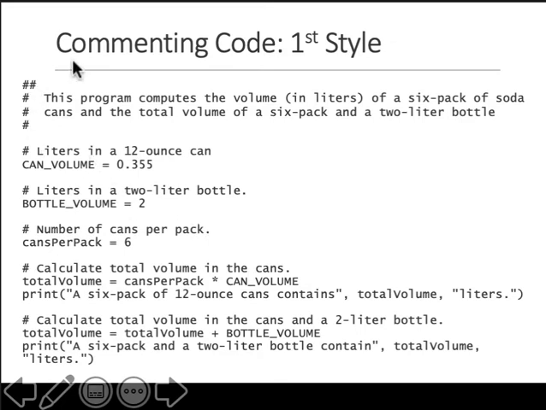So the example is: remember, any line that begins with a hash sign is a comment. So the first line is hash hash. The first hash says that it's a comment, the second hash is just there as a character, doing nothing. Next line, this line is also a comment. What's written in this line is etc, etc. This program computes the volume of a six pack of soda. Next line, since it's going over, you say this line is also a comment.